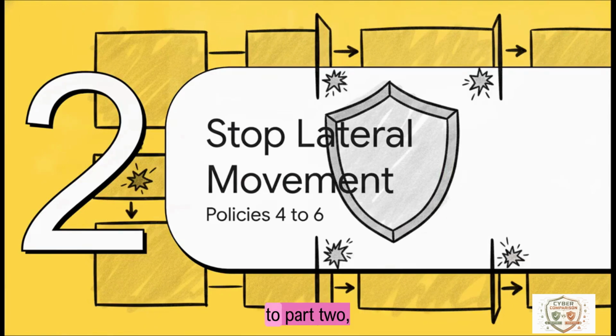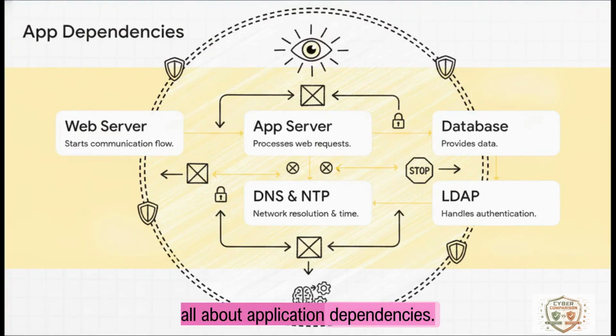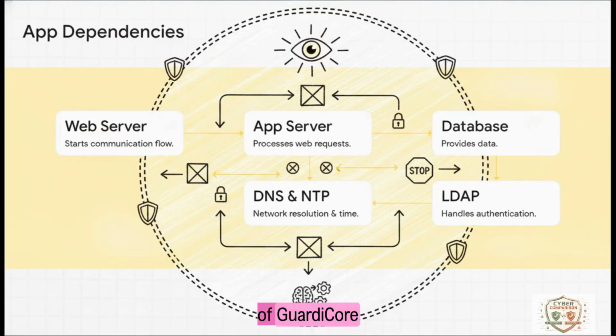Moving right along to part 2, stopping lateral movement, which covers policies 4 through 6. Policy 4 is all about application dependencies. And the beauty of Guardicore here is that instead of just guessing how an application works, you can actually observe its exact communication flow. Let's say you have an HR app.